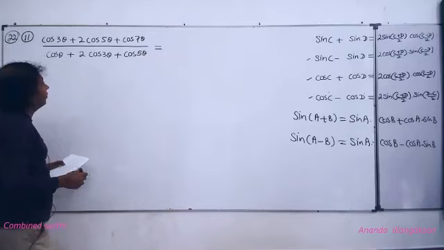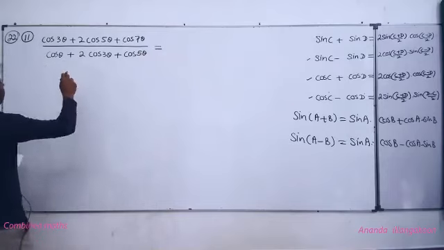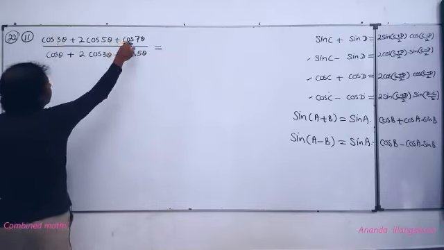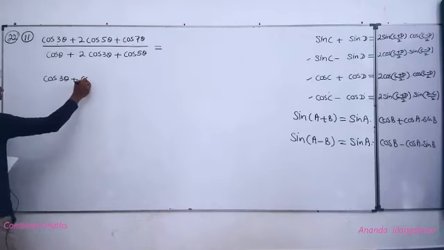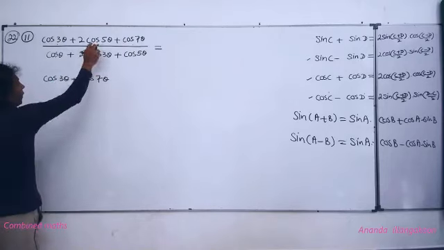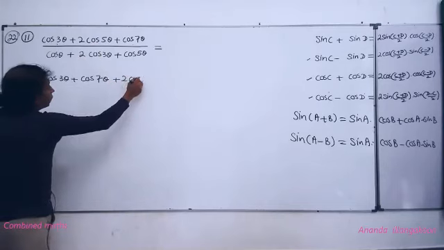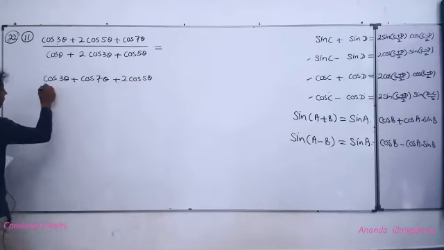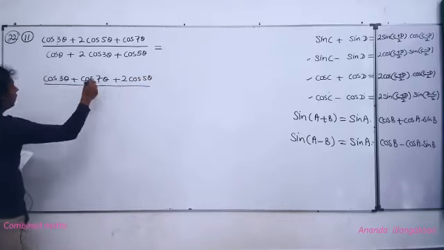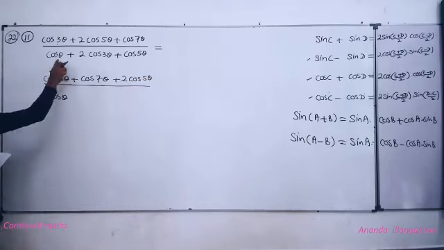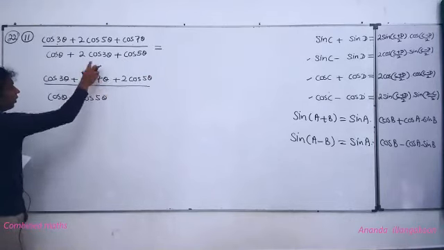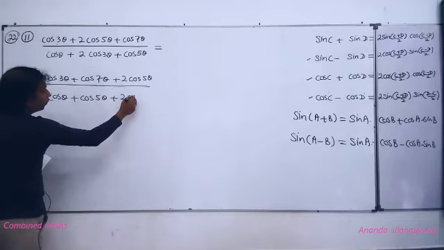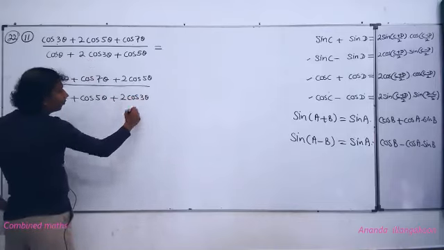Now here I take this cos 3 theta and cos 7 theta together. That we can do, no? Algebraic sum we can consider in any order. The answer won't change. And then we write this 2 cos 5 theta. And the denominator also I write in that way. Cos theta and this cos 5 theta I take together. And then I write this 2 cos 3 theta.